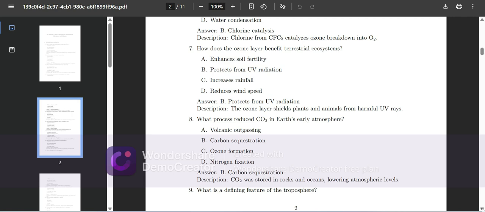How does the ozone layer benefit terrestrial ecosystems? Protects from UV radiation. The ozone layer shields plants and animals from harmful UV rays.